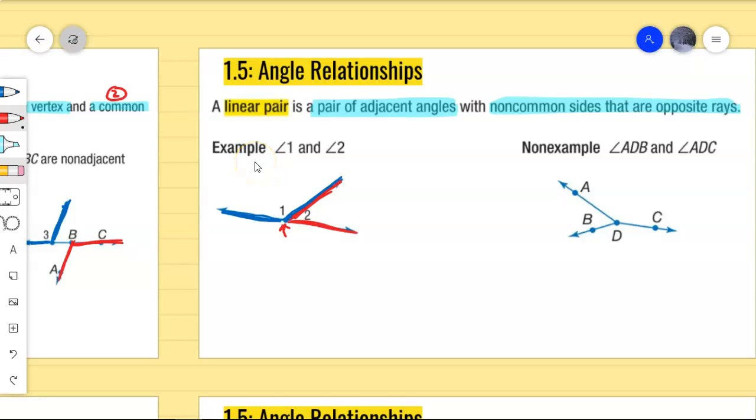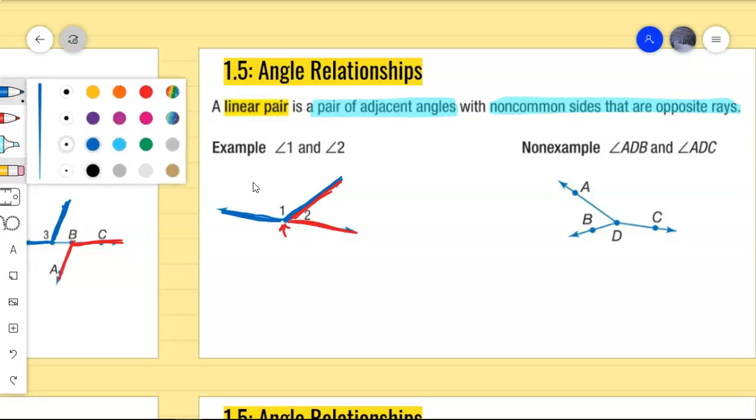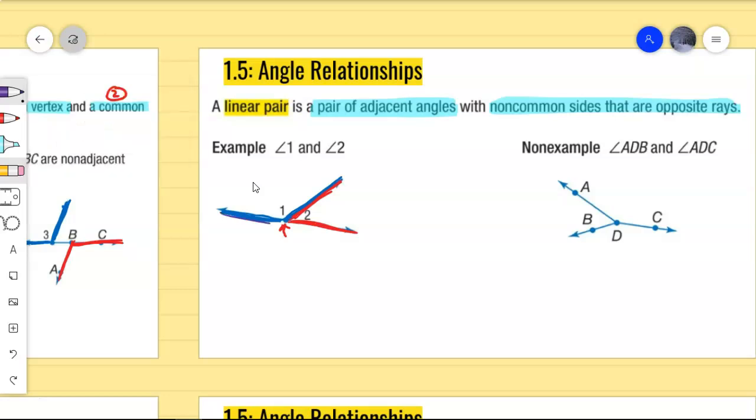So what makes this a linear pair is if you look at the bottom, right? If you look at the bottom, you'll notice something interesting. And by the bottom, I mean right over here. Notice that they form a line. Because they form a line, that's the easiest way to remember what a linear pair is. Because they form a line at the bottom, these are a linear pair, angle 1 and angle 2.